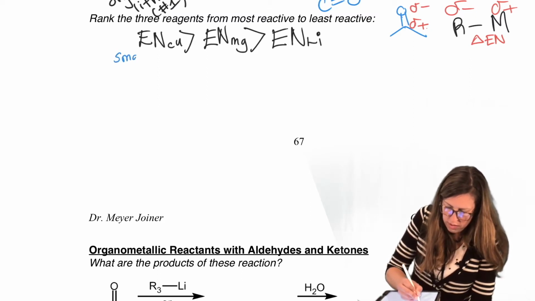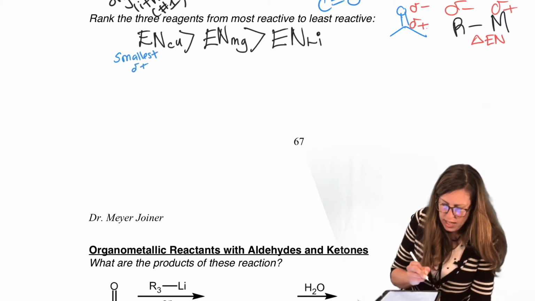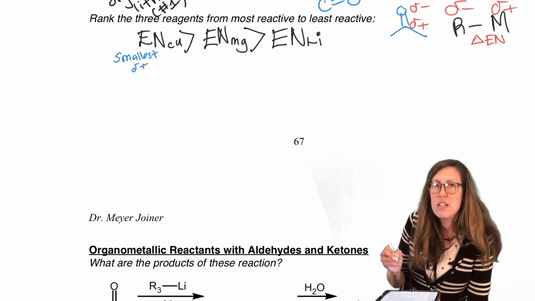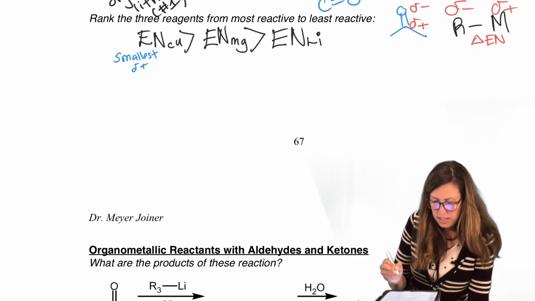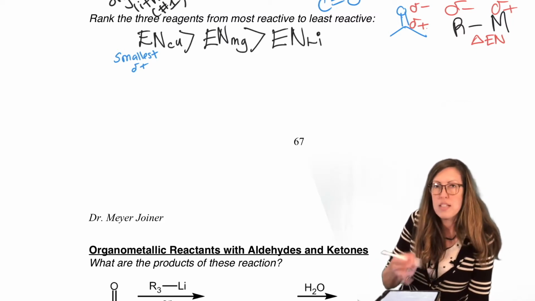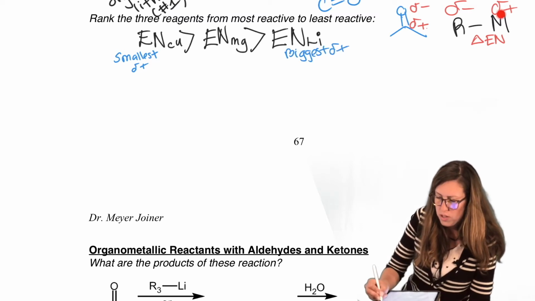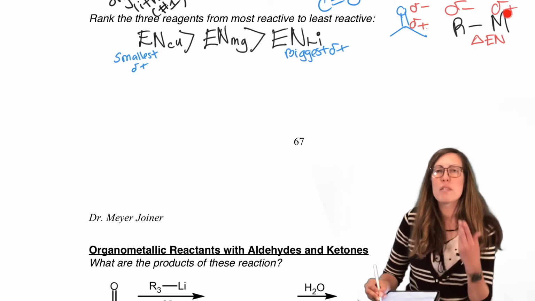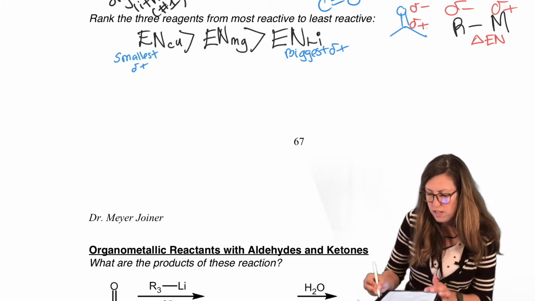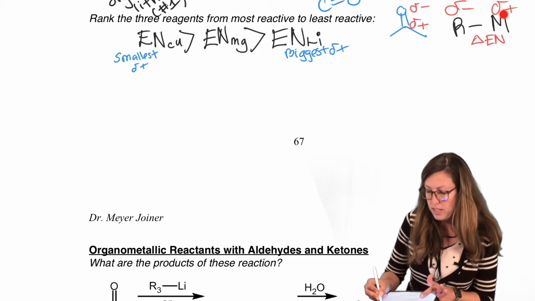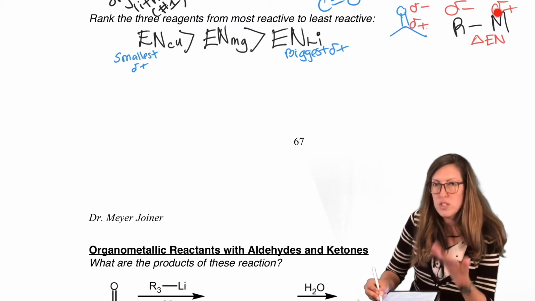So a very electronegative metal has the smallest delta plus. However, if I have a less electronegative metal, then it has a bigger delta plus. There's no number that we can associate with it. We're not going to spend our time calculating that, but there is a difference because they do not have equal electronegativities. So we're just going to do that qualitatively.